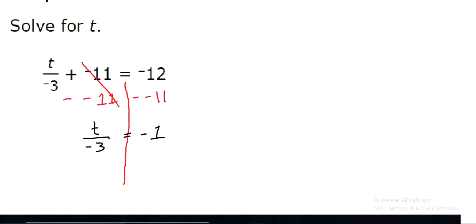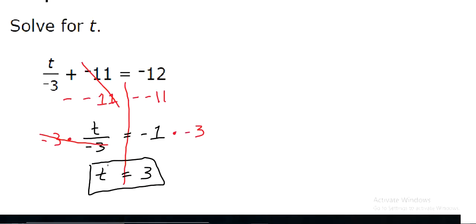And now just remember, this fraction bar, that just means division. So we have to do the opposite of dividing by negative 3. That's going to be multiplying by negative 3. What I do to one side, I do to the other. As we saw in the previous video, these cancel out. We're just left with t. So we have negative 1 times negative 3 on this side. That'll be positive 3. Not sure why I put a negative sign. So there we go. T equals positive 3.